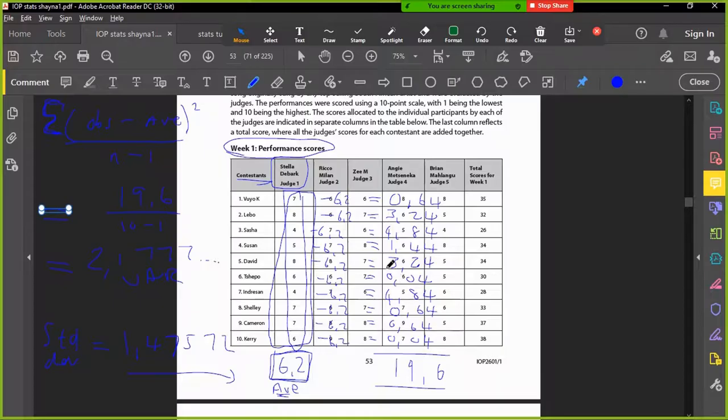What answer do you see? Do you see this answer on your screen? 1.475, yes. That's how you work out standard deviation on the calculator. Okay, sure. So now if you want variance, what do I do? You write this down and you square it.